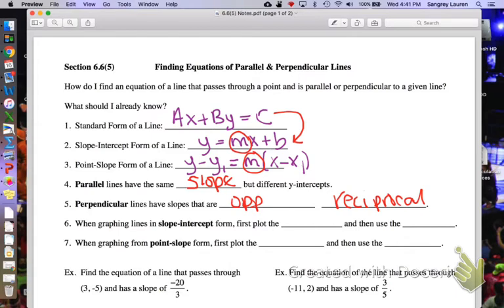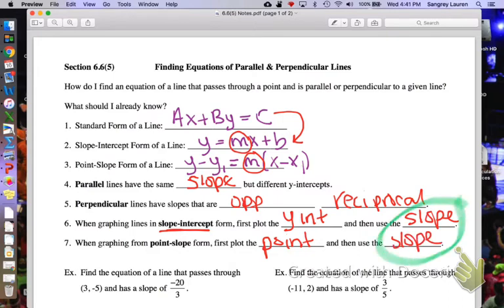So if we're graphing a line that's in slope-intercept form, we have to plot the y-intercept first and then use slope. If we're graphing a line in point slope form, we have to plot the point first and then use slope. So remember, the slope is always last, no matter which form it's in.